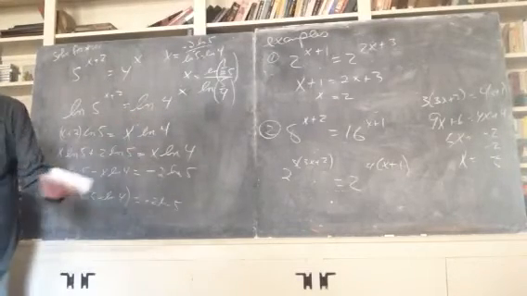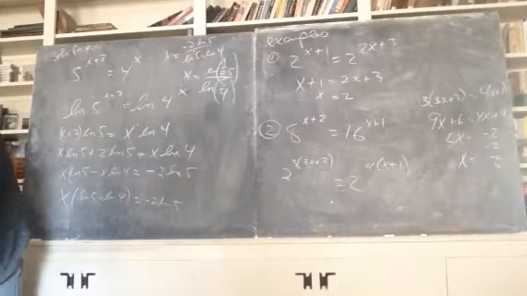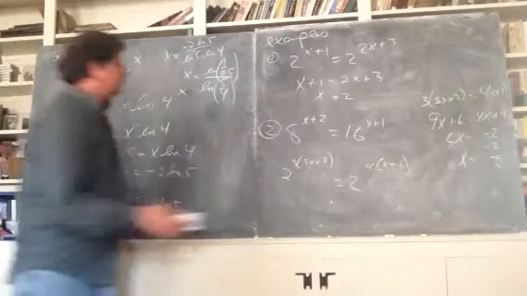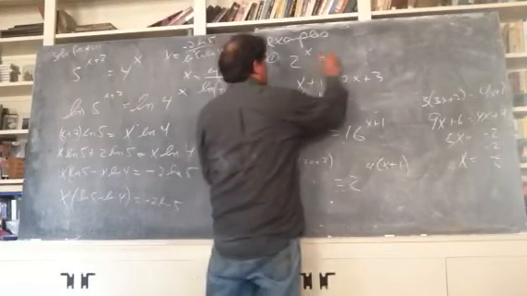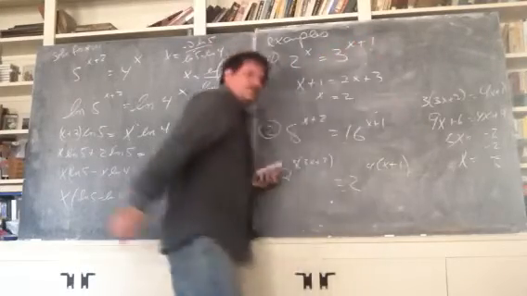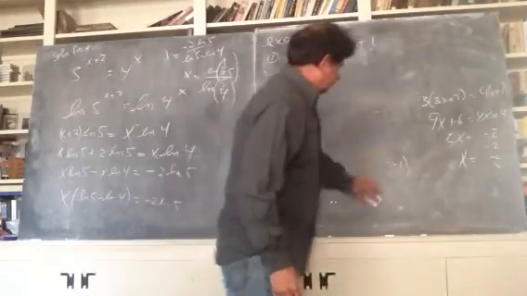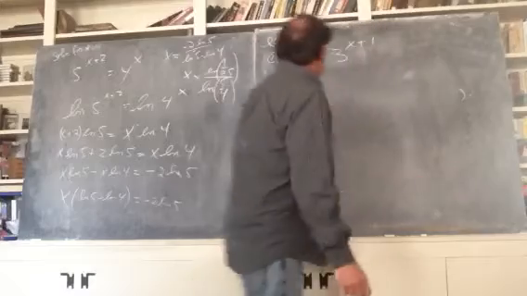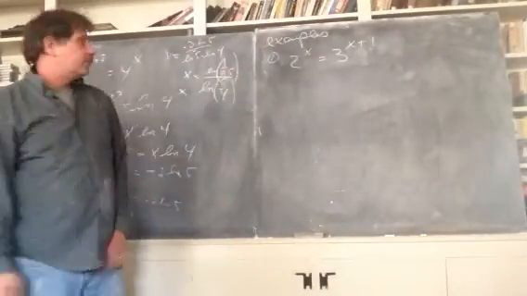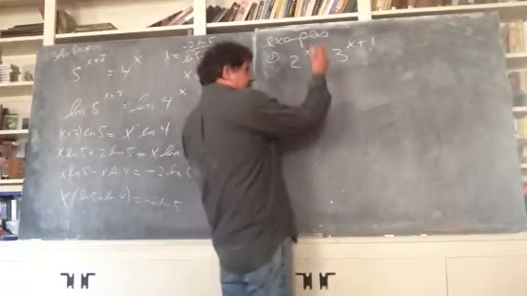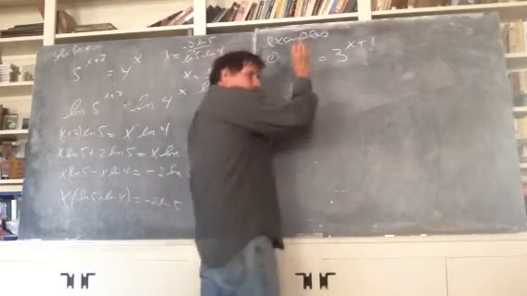How about 2 to the x equals 3 to the x plus 1? Solve. Well, you can't without like bases, but you can with logarithms. So I can take a logarithm. I can raise each side of the equation to the natural log.